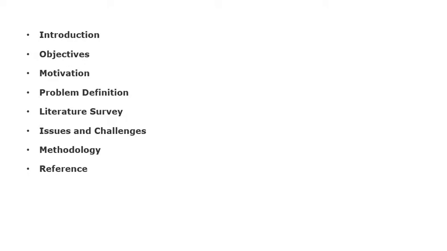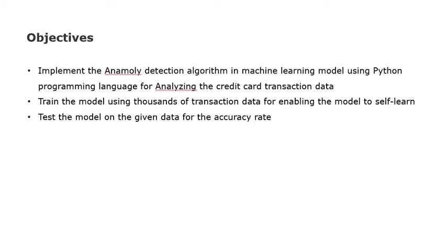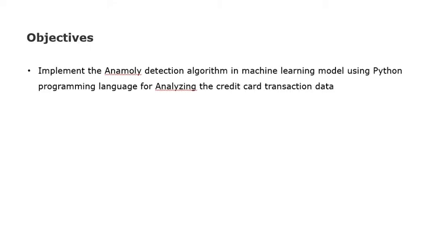You'll understand more about the implementation in the methodology part. Now coming to the objectives of our project. The objective indicates the aim, what we are aiming to do in this particular project. Let's go point by point. The first step is to implement an anomaly detection algorithm in a machine learning model using the Python programming language. This is straightforward, right? It will go through the transaction data and check whether each transaction is fraudulent or not. This is the first thing that we will have to do.